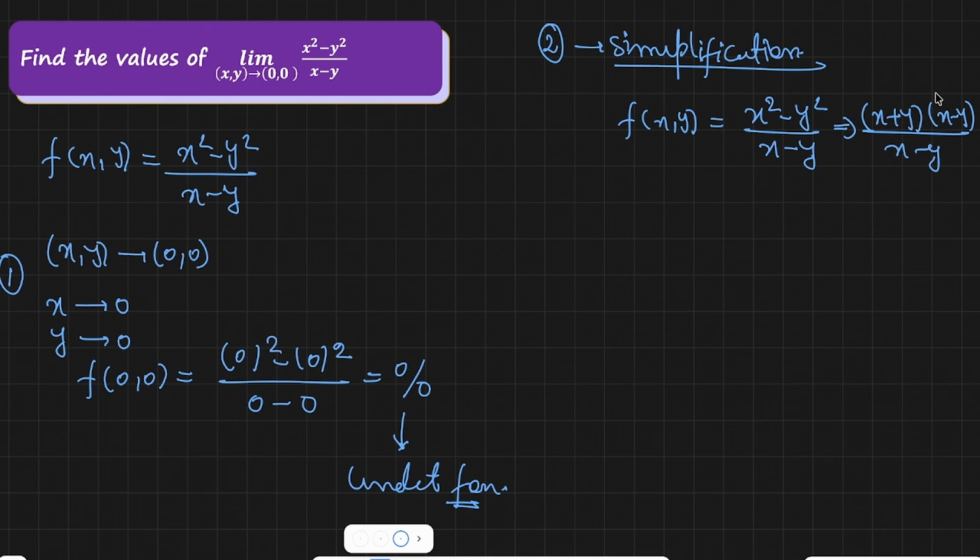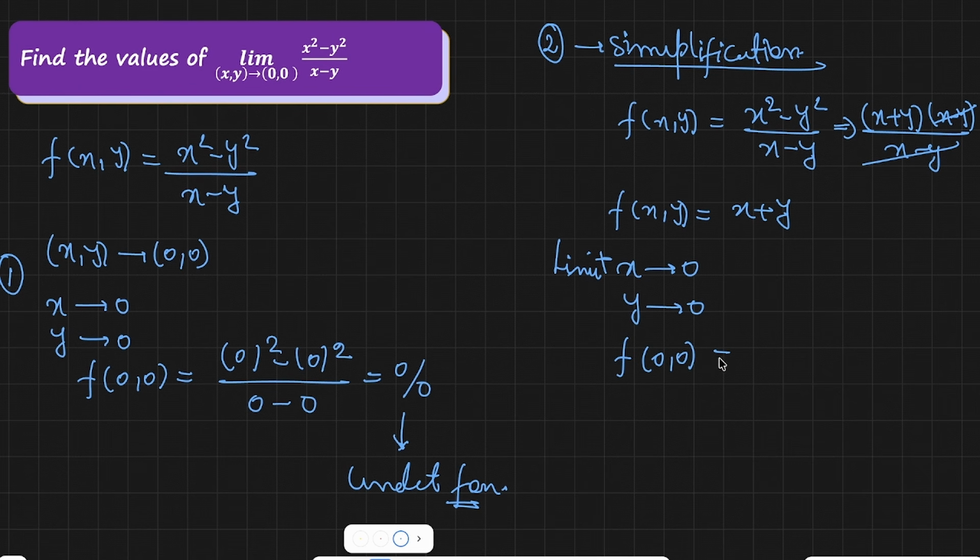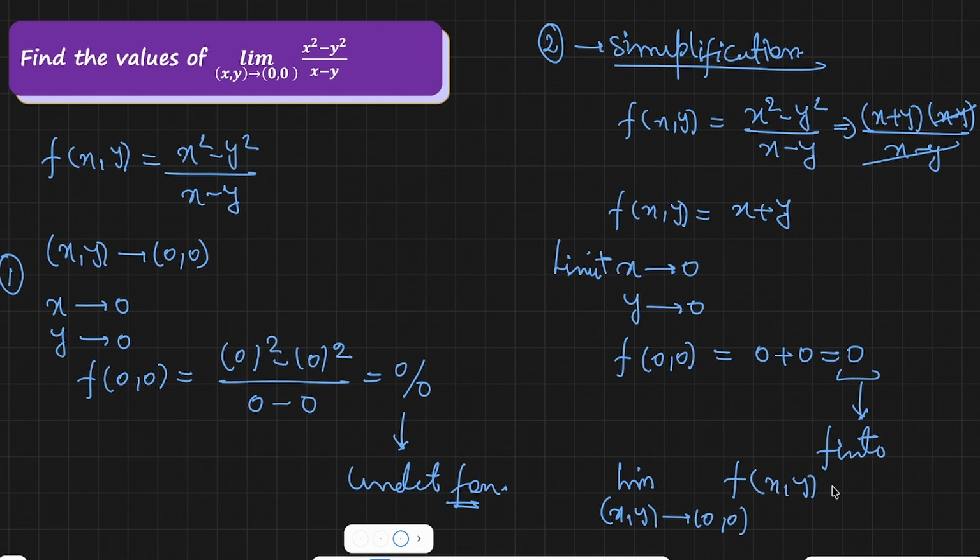Okay, so here I can simply cancel this thing. So now after simplification, my function is x plus y. Now if I put x tending to 0, y tending to 0, this is the limit of the function. If I put this limit, it means 0 comma 0, it will be 0 plus 0, which is giving me 0, a finite value. Then I will simply say the limit of x comma y tending to 0 comma 0 for my function f(x, y) is 0. So again this works for me.